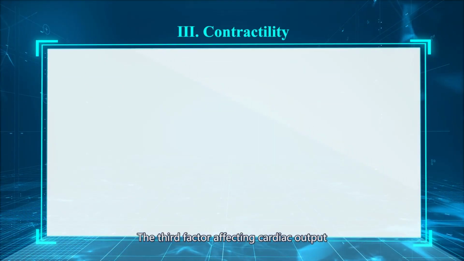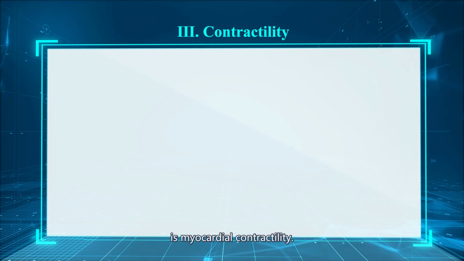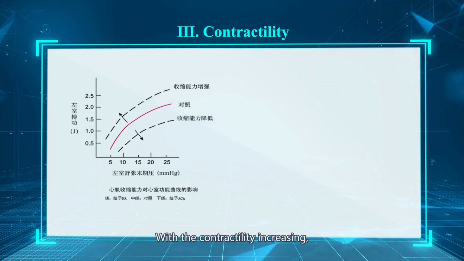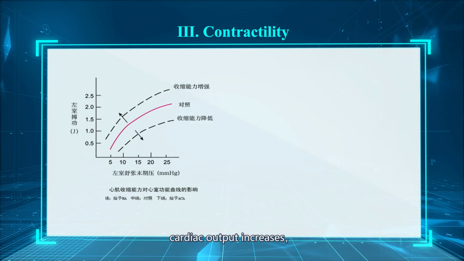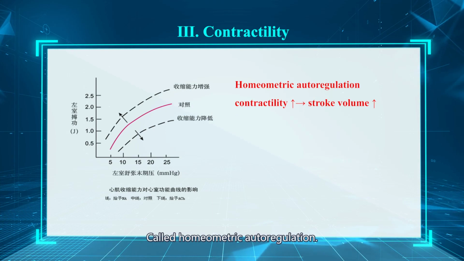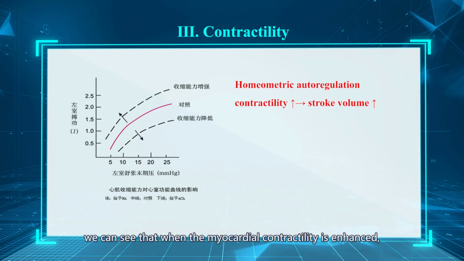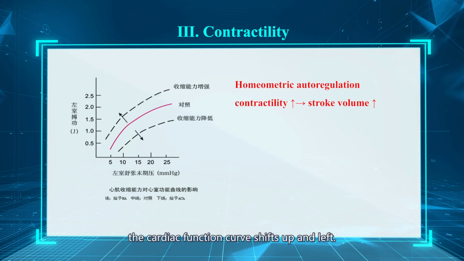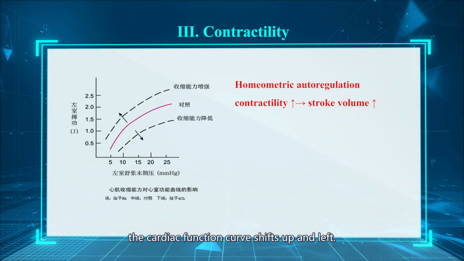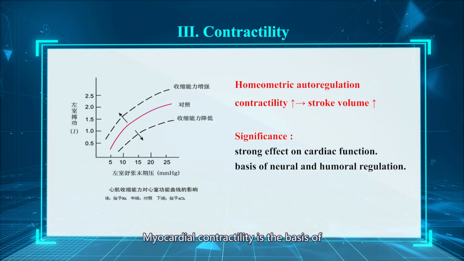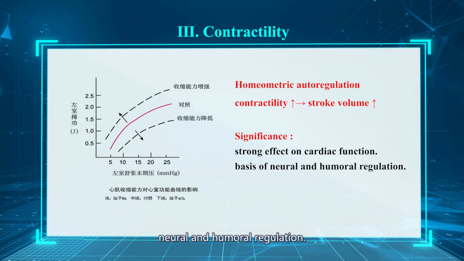The third factor affecting cardiac output is myocardial contractility. Contractility is an intrinsic mechanical feature. With the contractility increasing, cardiac output increases, called homeometric autoregulation. From the figure, we can see that when the myocardial contractility is enhanced, the cardiac function curve shifts up and left. Myocardial contractility is the basis of neural and humoral regulation.